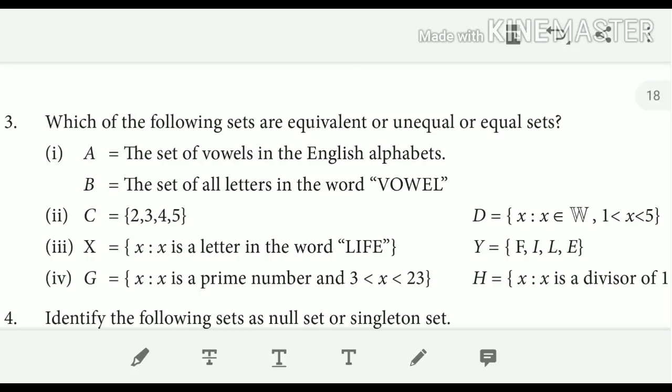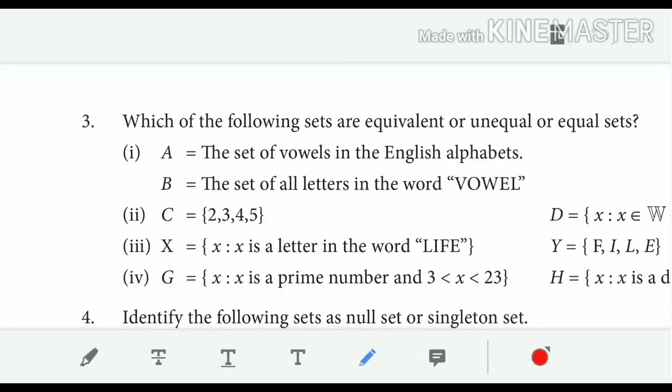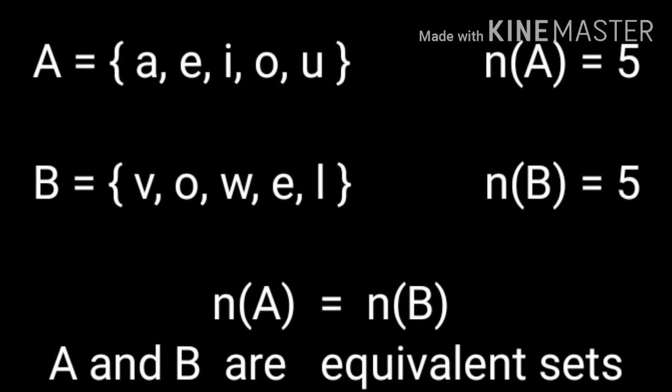Next, the third sum. Which of the following sets are equivalent, unequal or equal sets? In this we will do the first sum. Set A is equal to the set of vowels in the English alphabet and B is equal to the set of all letters in the word vowel. Here A is equal to {A, E, I, O, U}. n of A is equal to 5 and B is equal to {V, O, W, E, L}. n of B is equal to 5. Both n of A and n of B are equal. So A and B are equivalent sets.